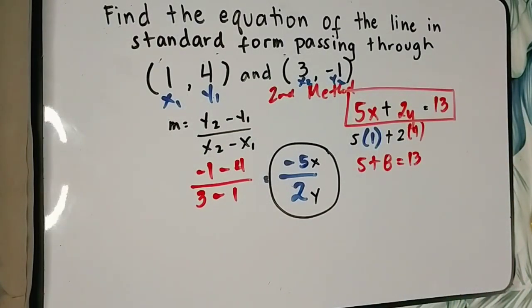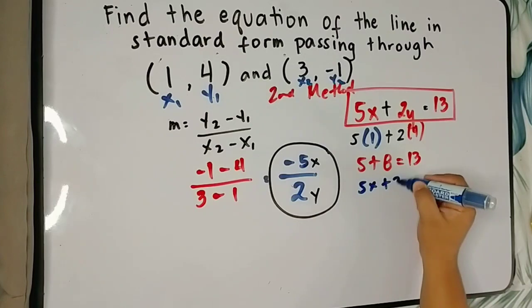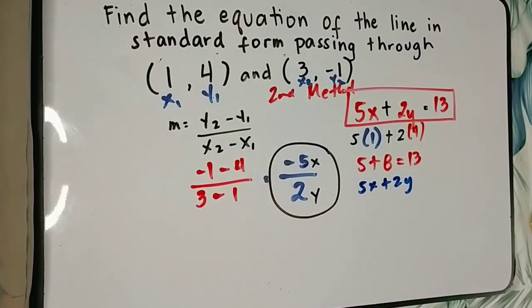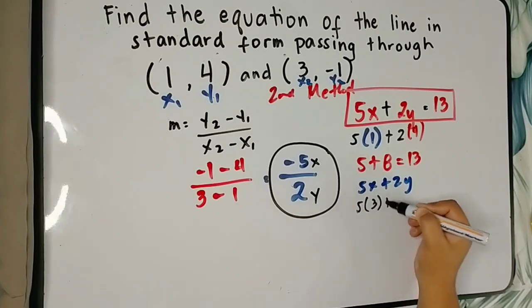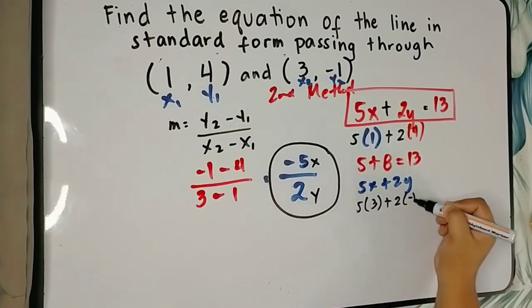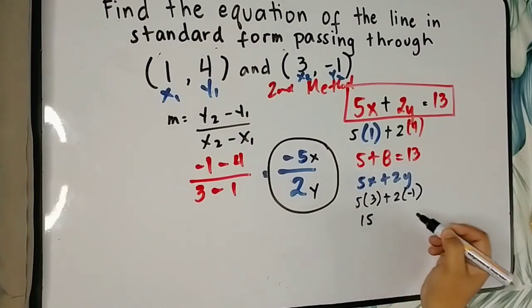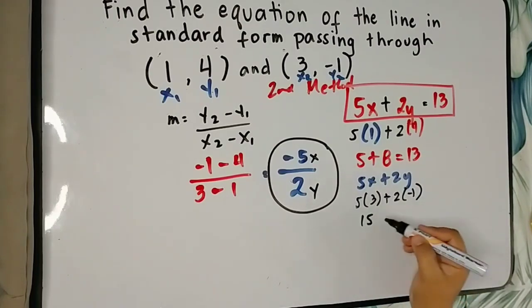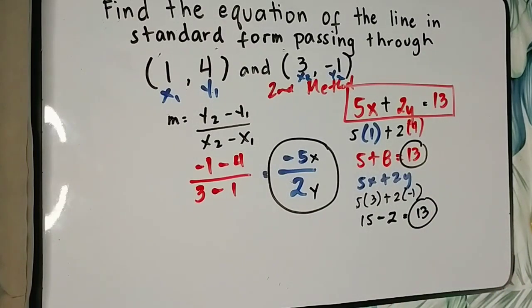Again, if you use 3, negative 1, pareho pa rin ang makukuha. Kasi, let's say you have, diba, 5x plus 2y. So, you're going to have 5 times 3 plus 2 times negative 1. So, you're going to have 5 times 3, 15. Then, 2 times negative 1, negative 2. So, 15 minus 2 equals 13. So, same pa rin yung value ni C.